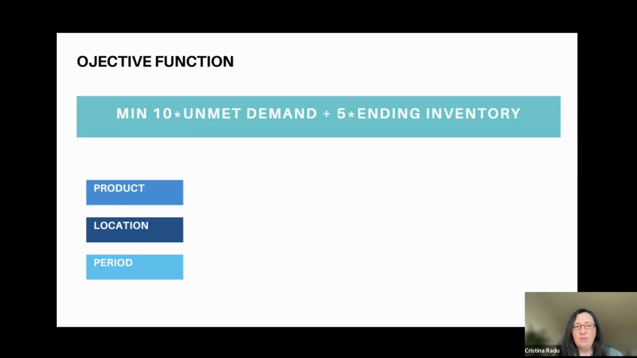And also the objective function has a dimensionality, so we need to pay attention to how to define it. And depending on the dimensionality, results can also be different. So we have a product, location, and period.